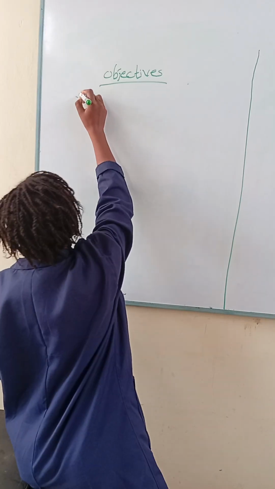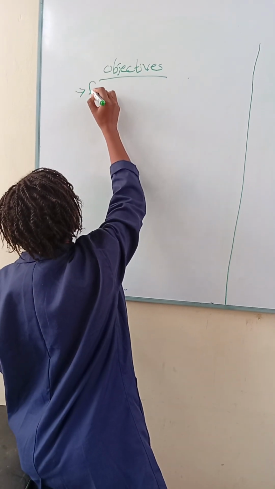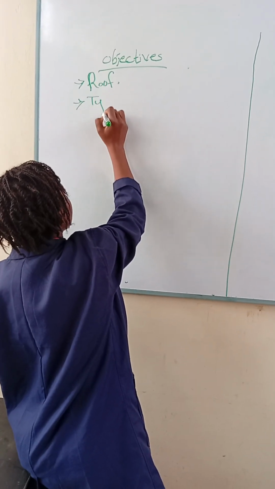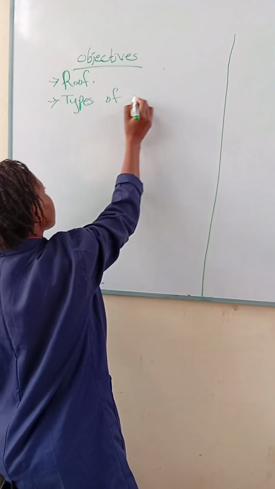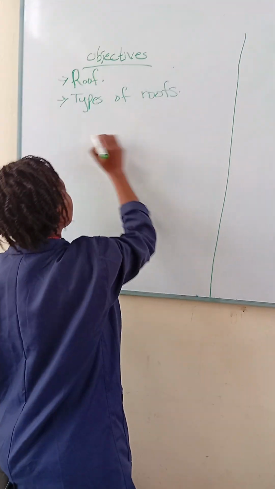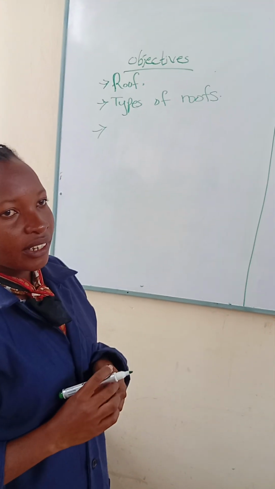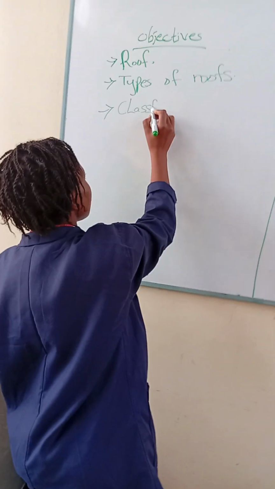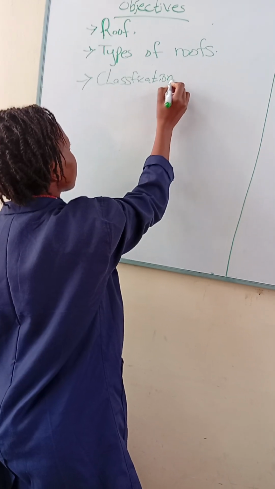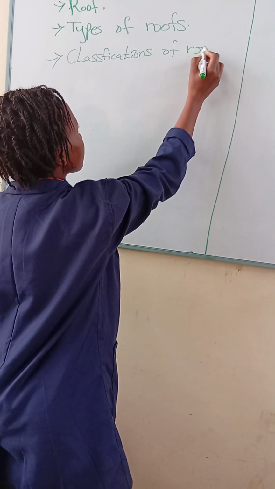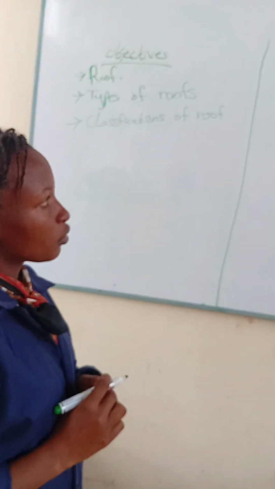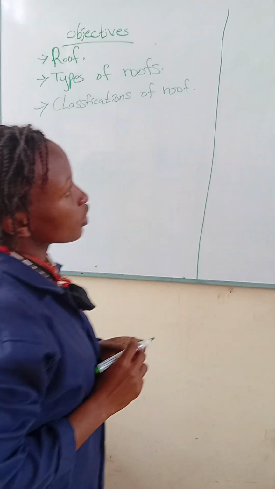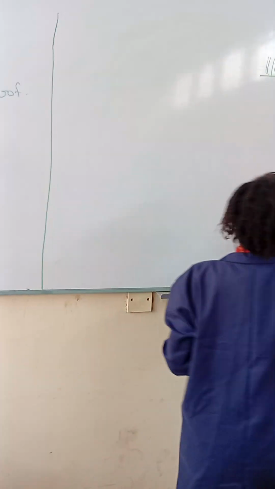And to start with, we are going to learn about what is a roof. We're going to learn the types of roofs. And also check on classes of roofs, how they are classified. Classifications of roofs. So when we talk about types, we talk of types of roofs and classification. So we will have the vocabularies here.